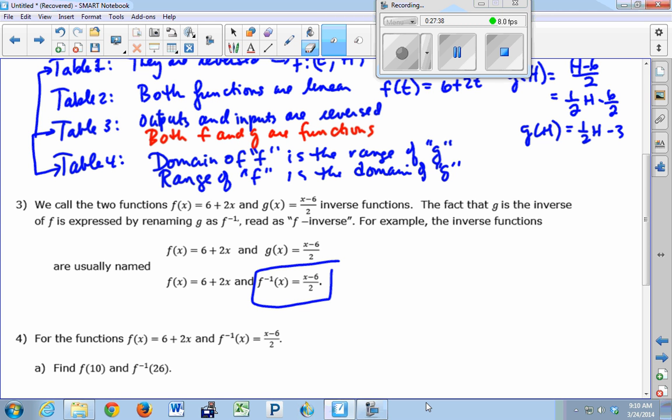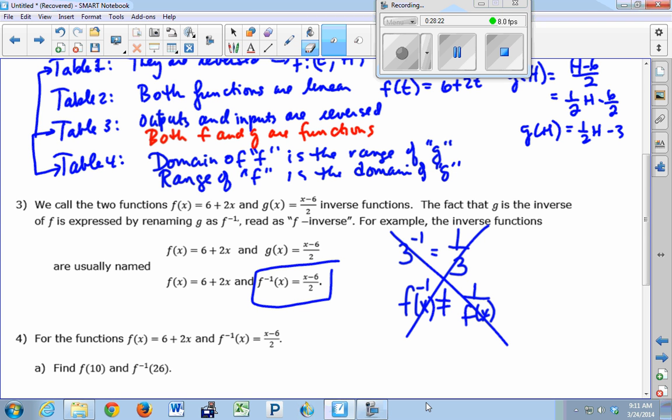Now, what's really important is that, remember when we were using negative exponents, that had a particular meaning. It meant 1 over 3. It was the reciprocal of 3. f to the negative 1 does not mean 1 over f of x. It has nothing to do with negative exponents. It's just how we notate the inverse of a function. So we can say that g is the inverse of f, or that f is the inverse of g. Doesn't matter. They're inverses of each other.